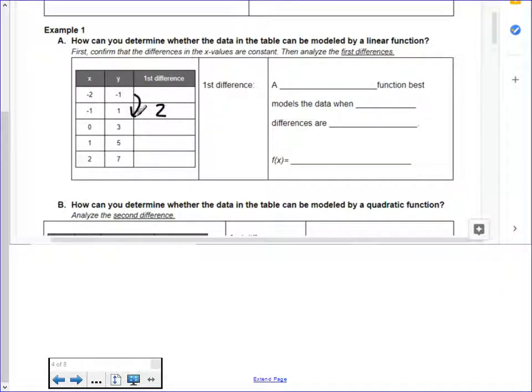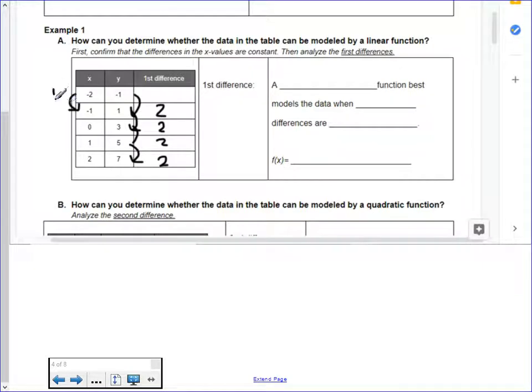2. There's a difference of 2. How much difference is there from 1 to 3? How much difference is there from 3 to 5? And from 5 to 7? 2. So all of these have a difference of 2, and then you want to check your other one and make sure they have the same.